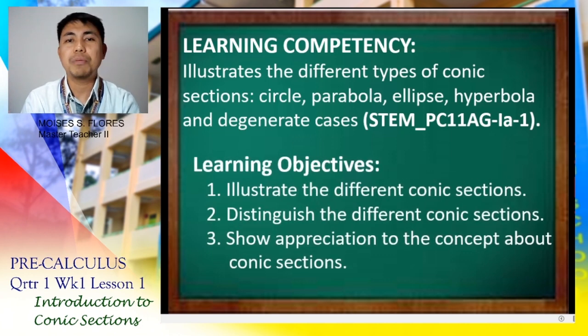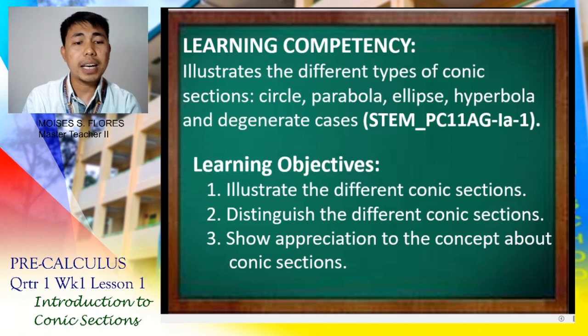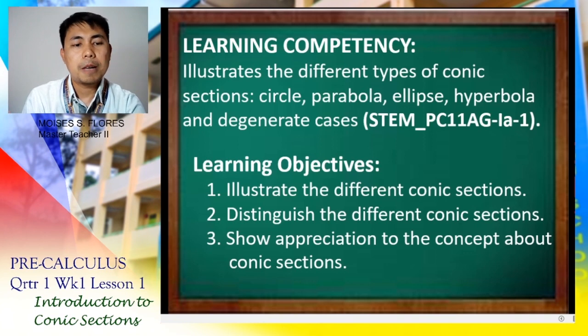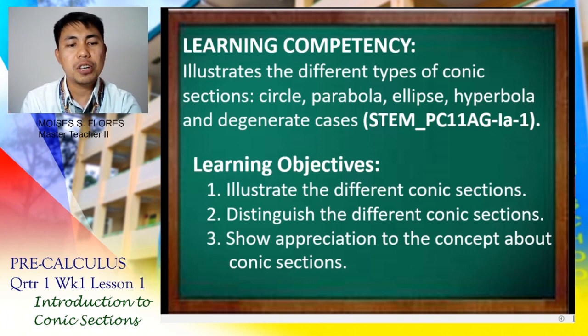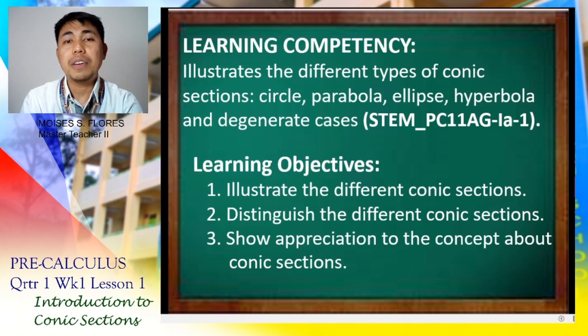Now, what are our expectations? We have here the learning objectives. The first one is to illustrate the different conic sections. Here, we are going to sustain learning systematically by providing graphs, figures, and videos. The second one is to distinguish the different conic sections. We are going to give definitions, illustrations, and comparisons. And of course, the third one, we are going to show appreciation of the concept of conic sections. We are also going to give real life examples which can be found around us.